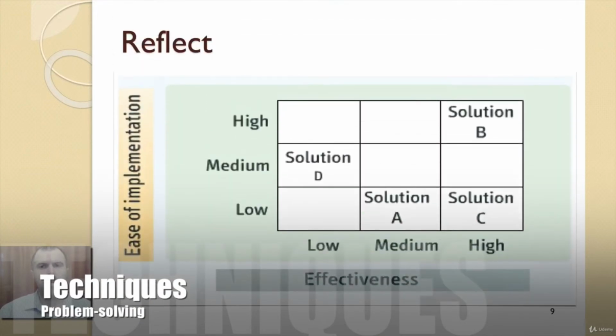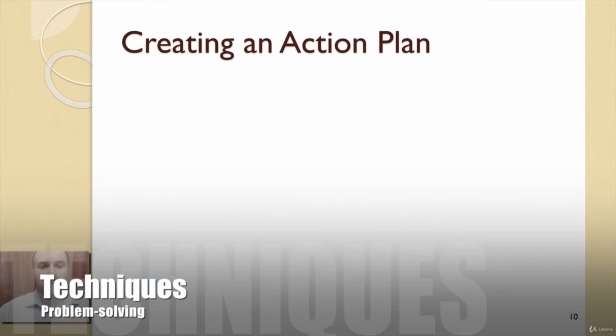Take a break and think about this question. If you would place your solutions in a matrix like this one, the one you see here, which one do you think would be the best choice? I would say that solution B is the best because it's the easiest to implement and also the most effective. What do you think?